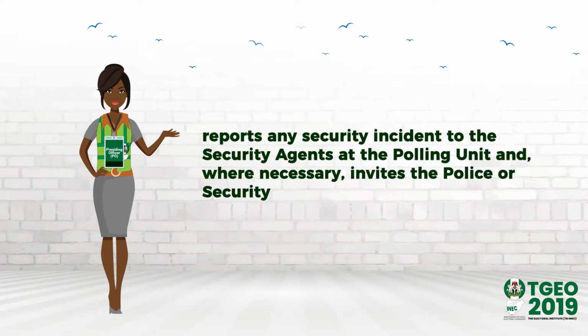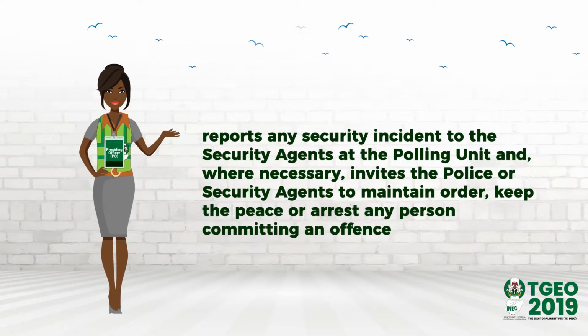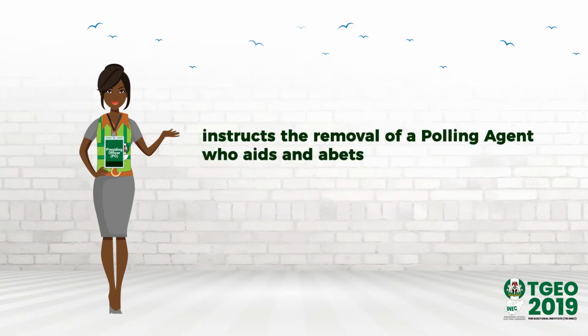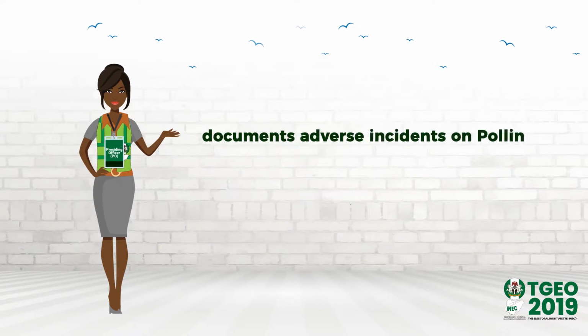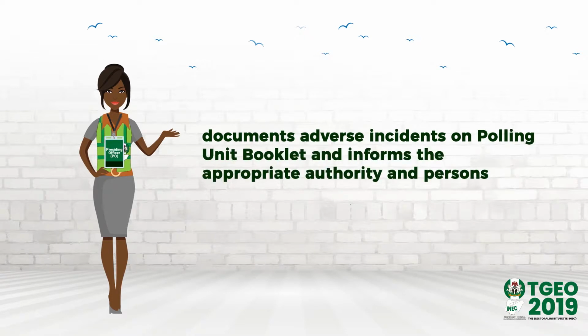Report any security incident to the security agents at the polling unit and where necessary, invite the police or security agents to maintain order, keep the peace or arrest any person committing an offense. Instruct the removal of a polling agent who aids and abets election malpractices at the polling unit and shall be liable to prosecution. Document adverse incidents in the polling unit booklet and inform the appropriate authority and persons.